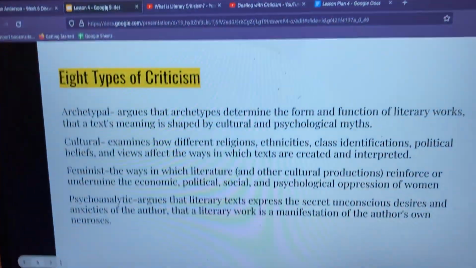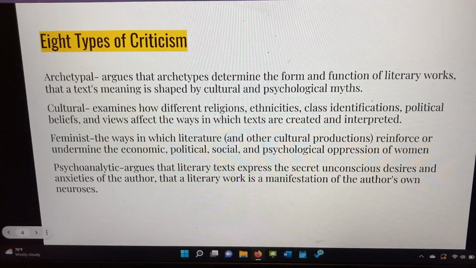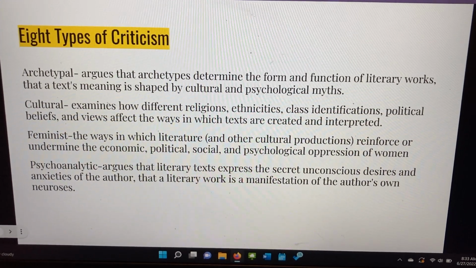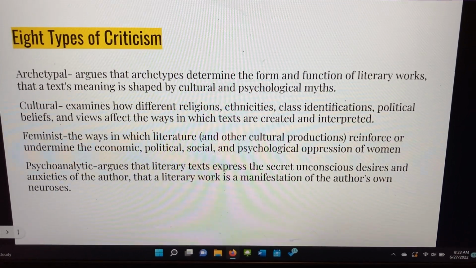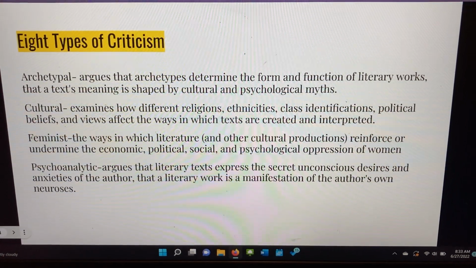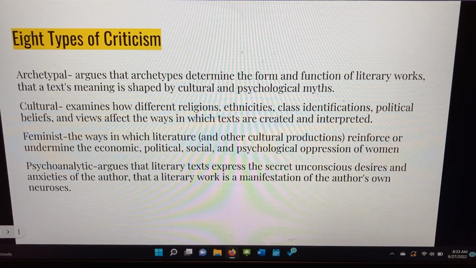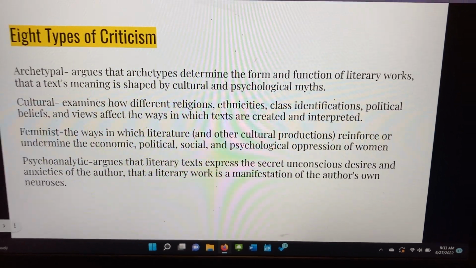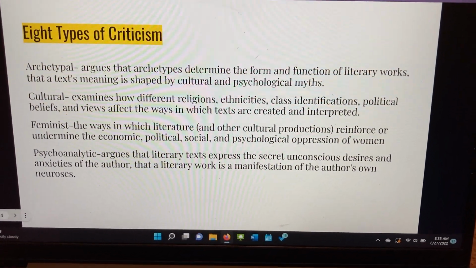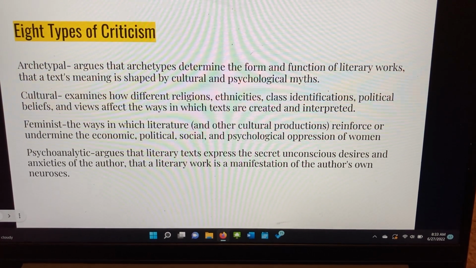And then cultural criticism. So if we talked about To Kill a Mockingbird, somebody from the South would interpret this a lot differently than somebody from Canada, because it matches some of their own cultural beliefs or values, or ones at least they grew up with.